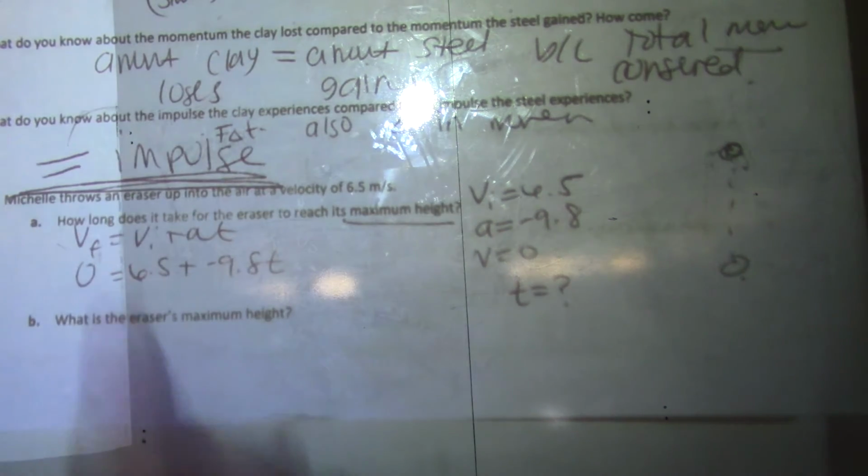So now we're looking for how long it takes, which means I'm looking for time. So I'm going to use the VF equals VI plus AT equation. So 6.5 plus negative 9.8 T equals 0. I'm going to subtract the 6.5 over.